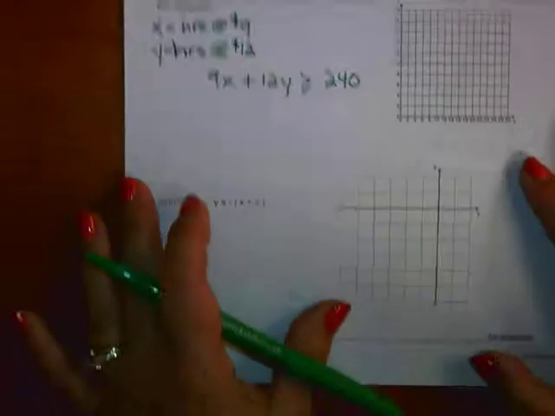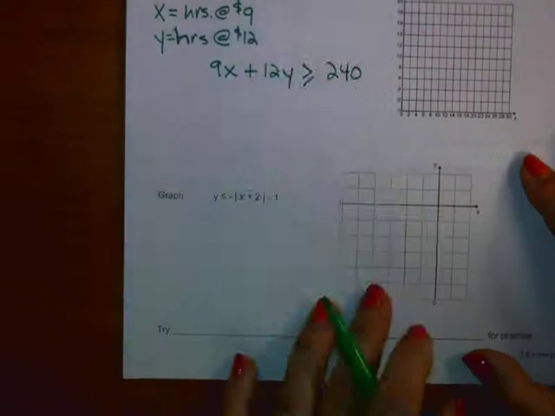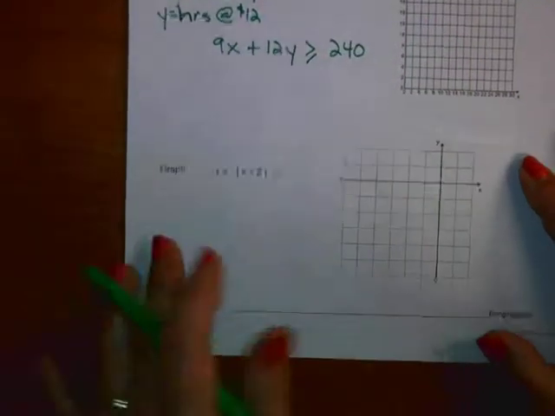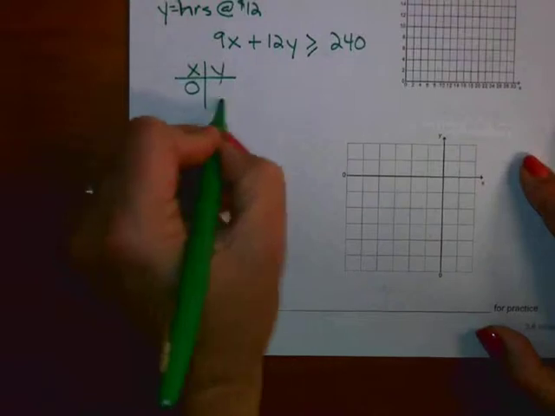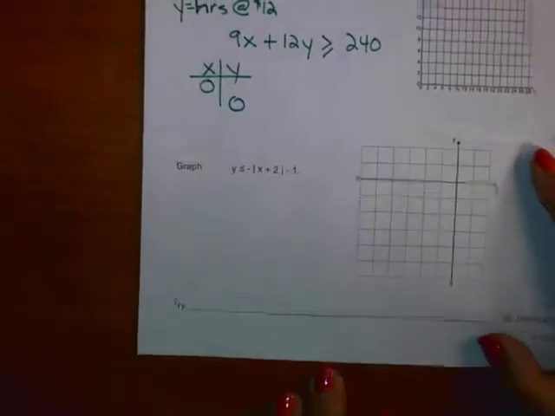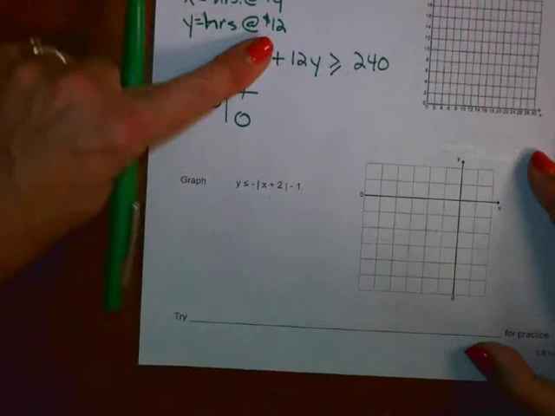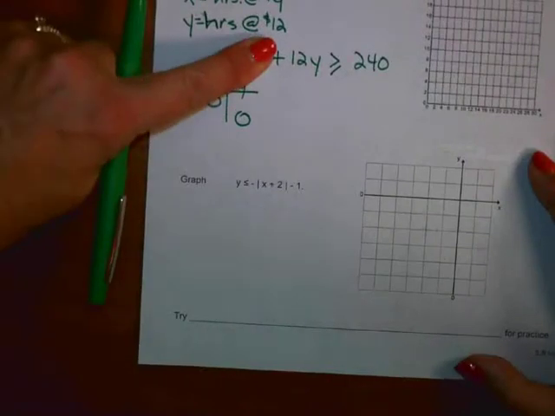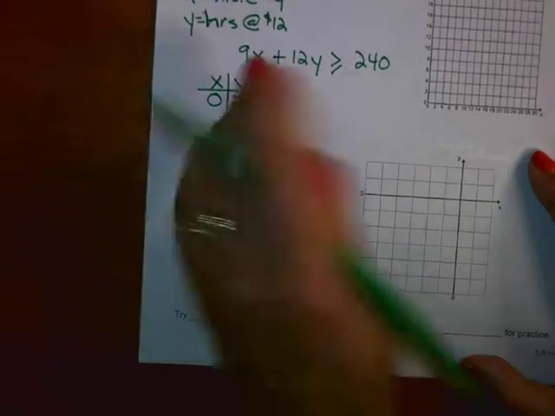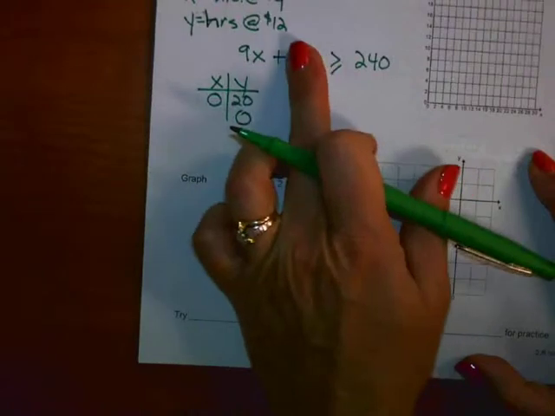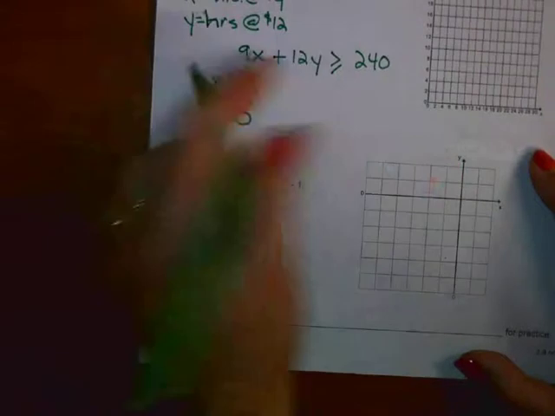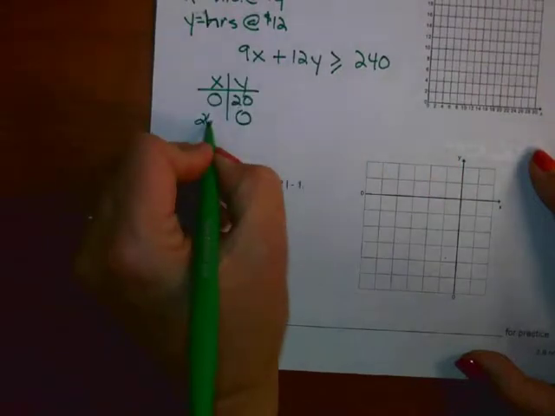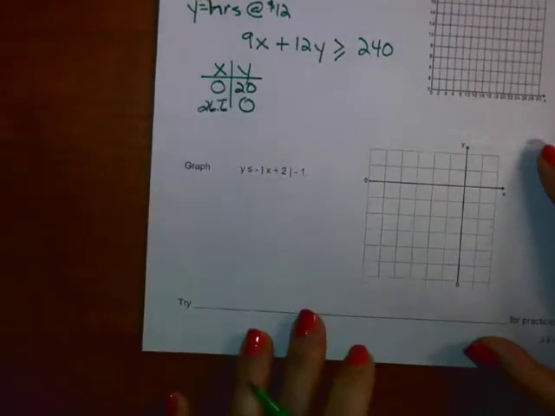Okay? So I wrote the inequality. That's done. Now I have to graph it. How do I graph this? Easiest is to make a baby table. Plug in 0 for x. What's y going to be? 20. Plug in 0 for y. What's x going to be? 26 and 2/3. 26 and 2/3 or 26.6 will be okay.